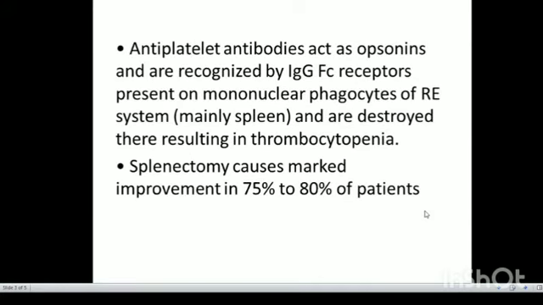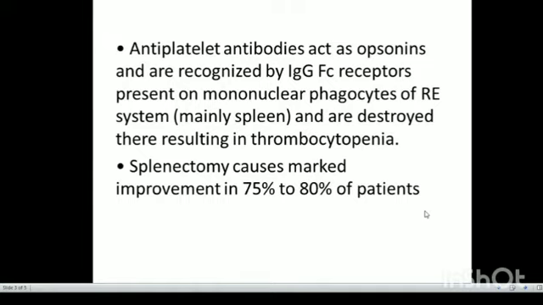The antiplatelet antibodies act as opsonins and are recognized by the IgG-Fc receptors present on mononuclear phagocytes of the reticuloendothelial system, mainly in the spleen, and are destroyed there. That results in thrombocytopenia. The spleen is not only the major site of destruction of platelets, but also a very important site of autoantibody synthesis.